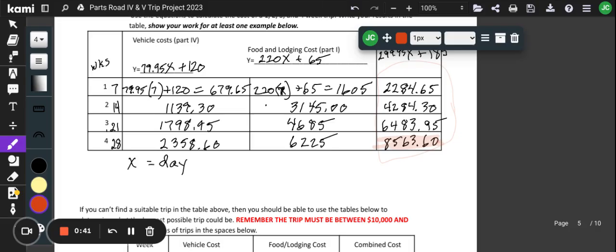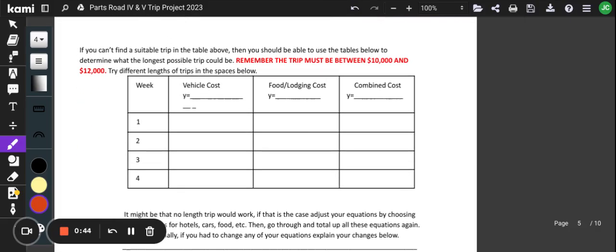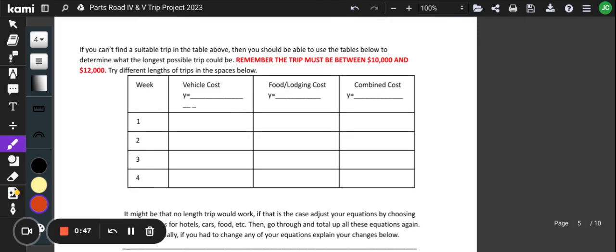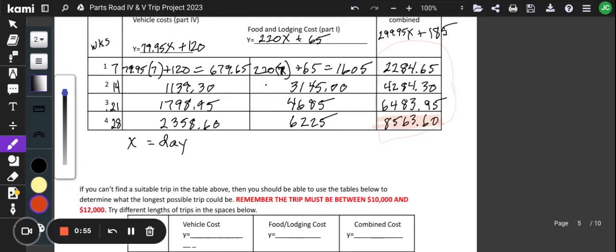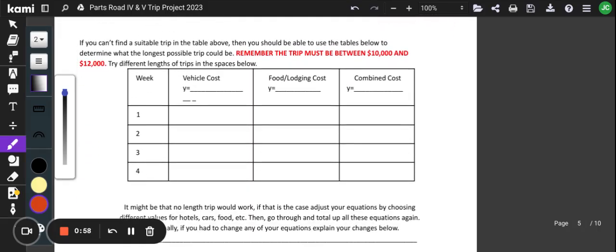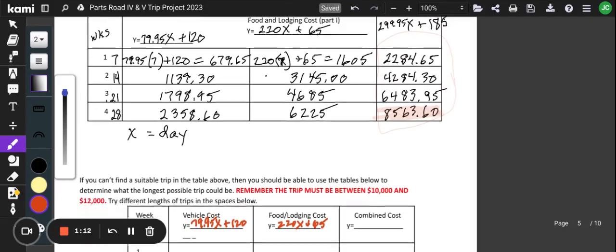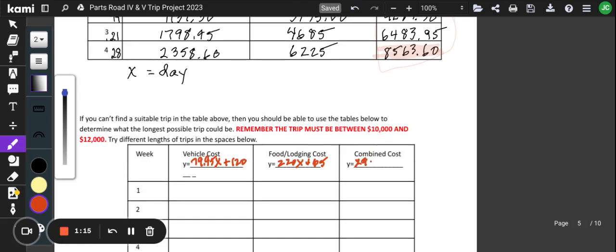So what I'm going to do is go down here below this part, and I'm going to try to work out the differences here, right? So again, 79.95x plus 120, 220x plus 65, and 299.95x plus 185. All right.